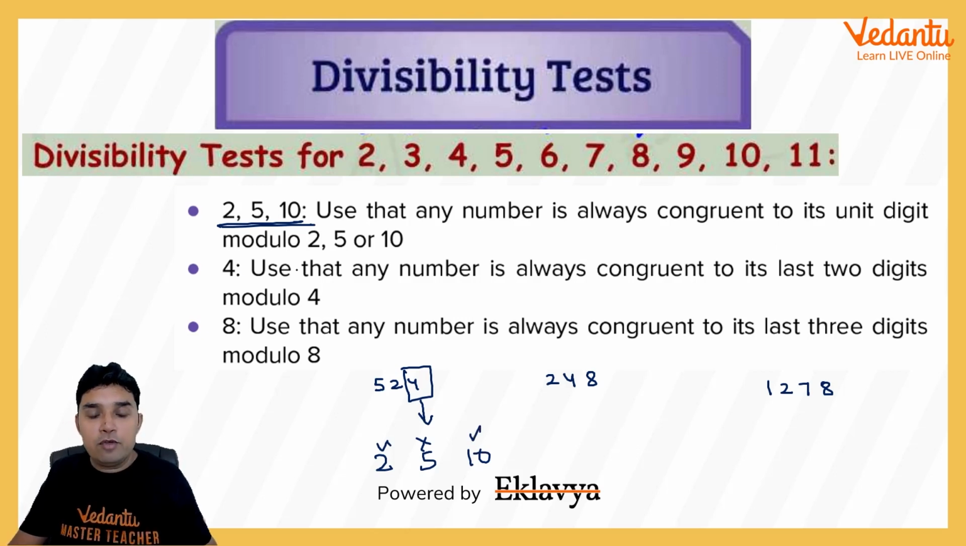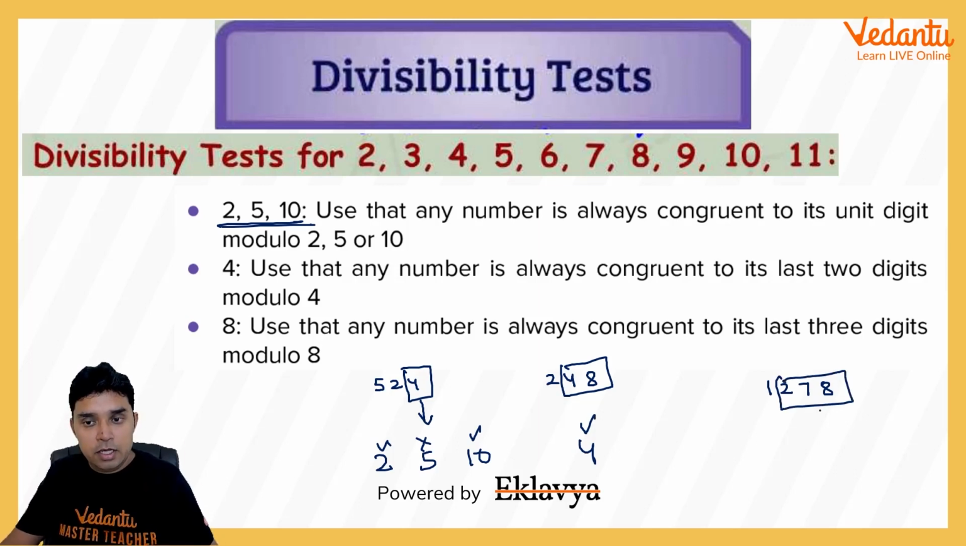Similarly, if you are looking for divisibility by 4, then you have to check the last two digits. So 48 is divisible by 4, hence this number will be divisible by 4. For 8, we have to check the last three places. So in this number 1278, we will be checking only 278. If it is divisible by 8, then this number will be divisible by 8. But 8 3s are 24, so it is not divisible by 8. So this number is not divisible by 8.